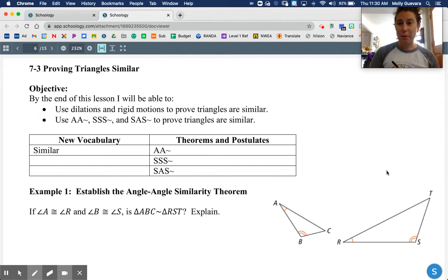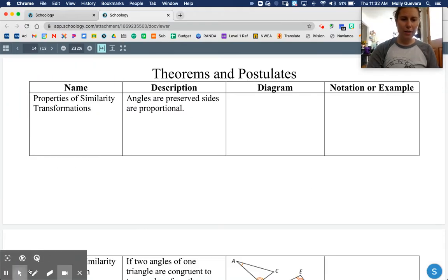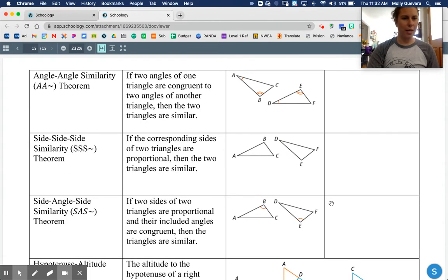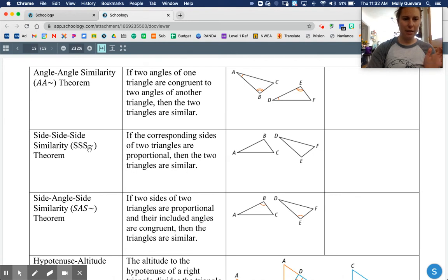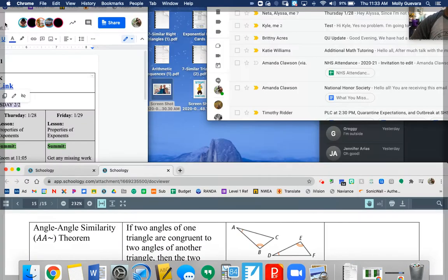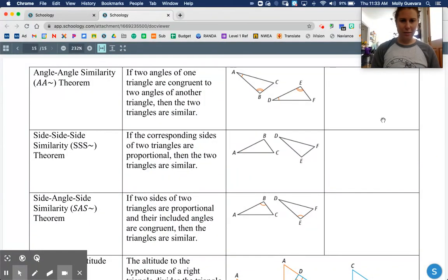So let's go to the back of our packet, to the terms page first, and go over these. Here we are at the theorems and postulates page, and we're going to go down to angle-angle similarity. These are the three that we're going to look at today: angle-angle, side-side-side, and side-angle-side. I know that we've talked about these in terms of congruency, but we have not talked about them yet in terms of similarity.